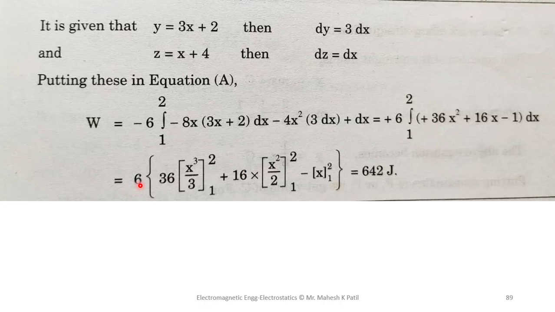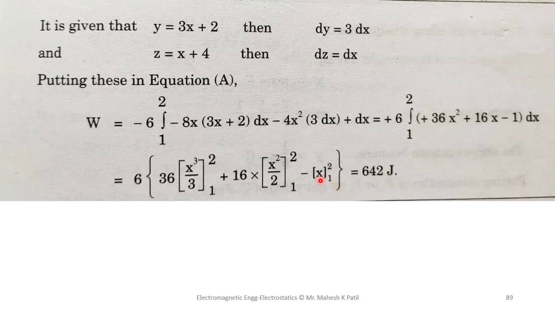So this will become 6 in bracket 36 integration of x square, and integration of x square is x cube by 3, put the limits 1 to 2, plus 16 integration of x becomes x square upon 2, put the limits 1 to 2, minus integration of dx.